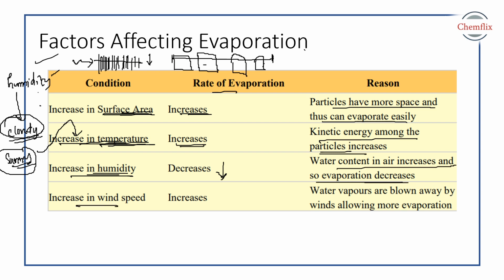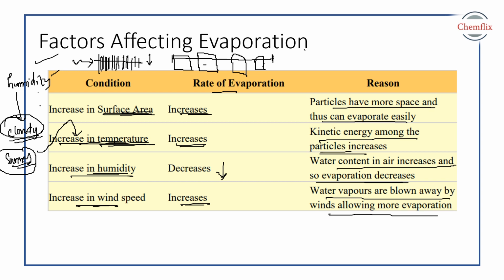Now, increase in wind speed. I'm going to dry my clothes in a place where there is a lot of air or a lot of wind. Then what happens? The rate of evaporation increases. So water vapors are blown away by the wind, allowing more evaporation.